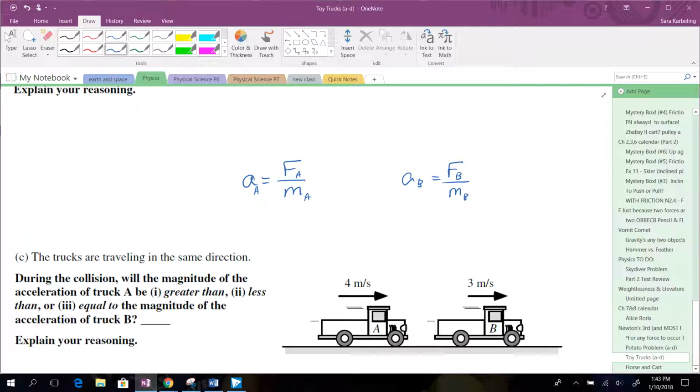How do the forces compare? You just told me that earlier. Same. How do the masses compare? The same. So how's the acceleration? Same. Yes. Same.